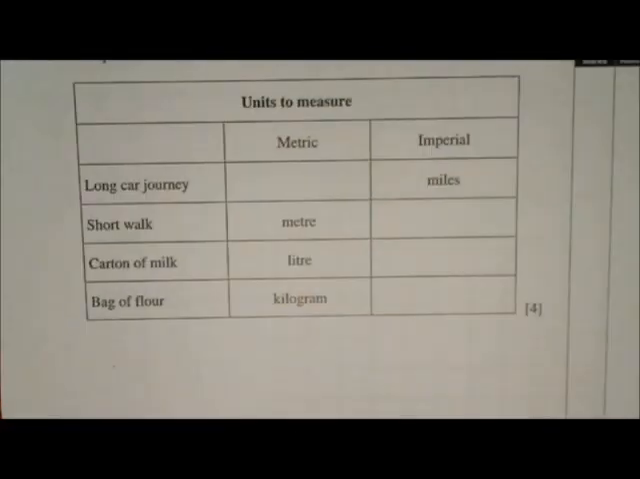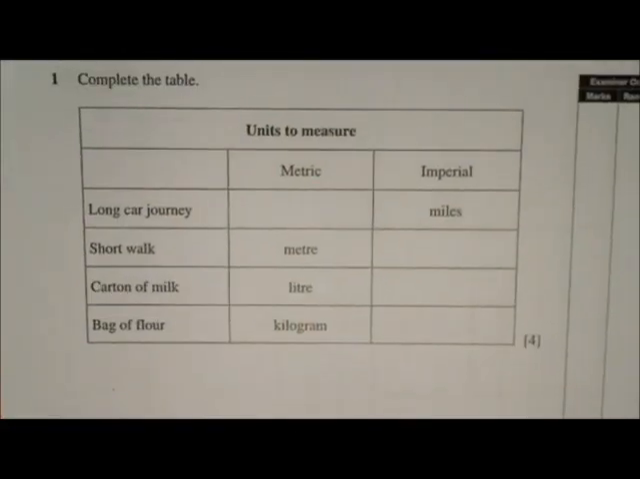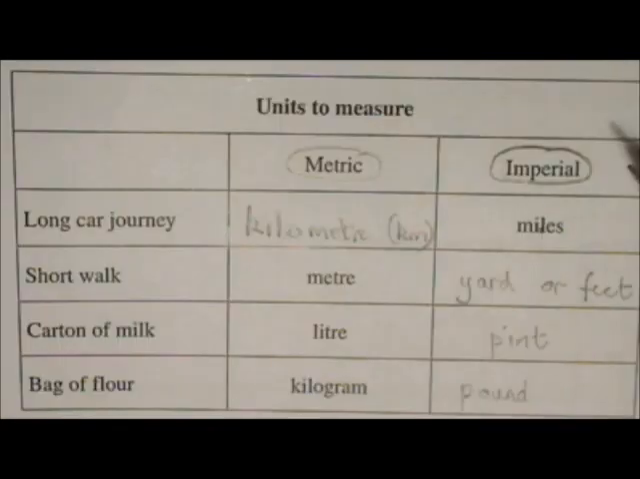So question 1, here we've got a complete the table for various metric and imperial units. So if you could have a go at it first. Okay, so the key words here are imperial and metric. You need to learn the different units for length, for volume, for area, for mass in imperial and metric.